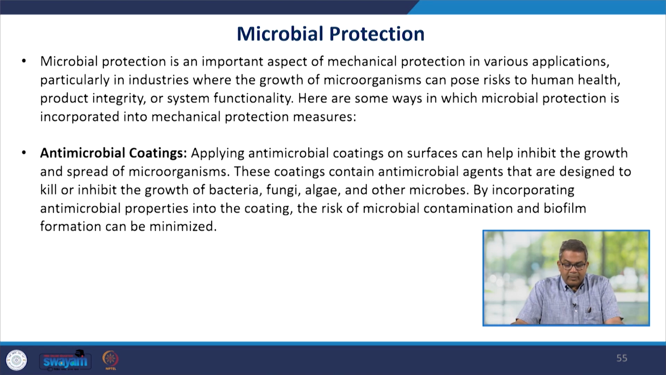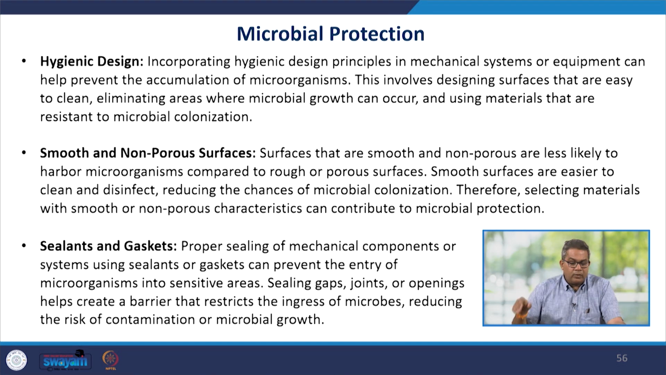Let us talk about microbial protection. Microbial protection is an important aspect of mechanical protection in various applications, particularly in industry, where the growth of microorganisms can pose risk to human health, product integrity and system functionality. Now, some of the ways in which microbial protection is incorporated. One is the antimicrobial coating. You can apply the antimicrobial coating on the surface. This helps to inhibit the growth or spread of microorganisms.